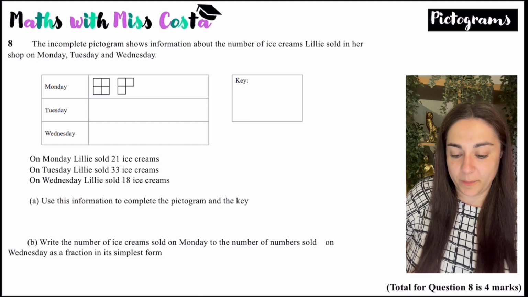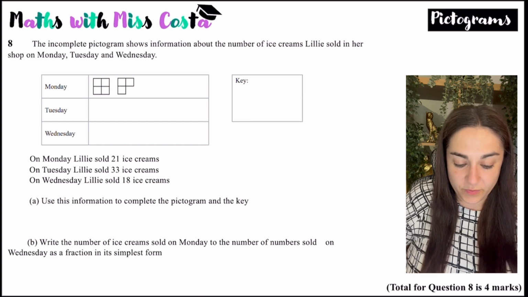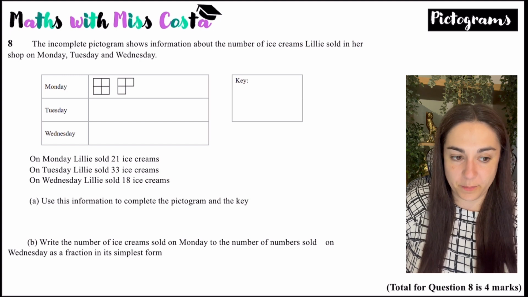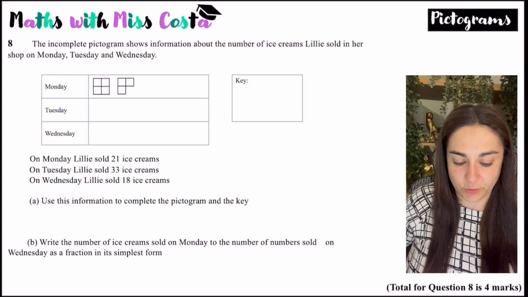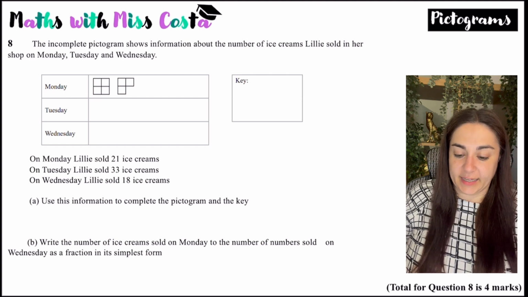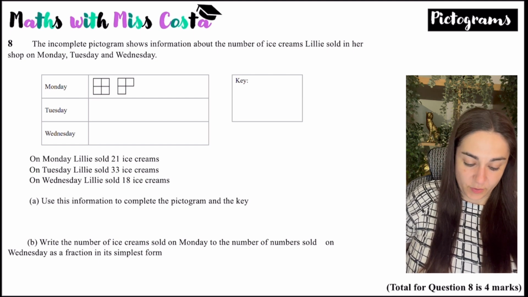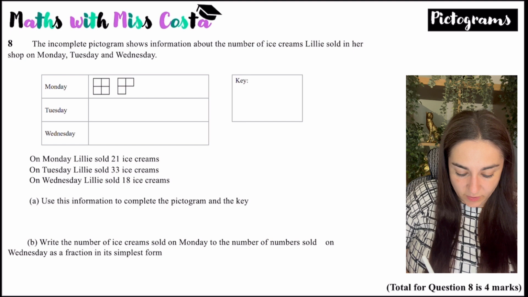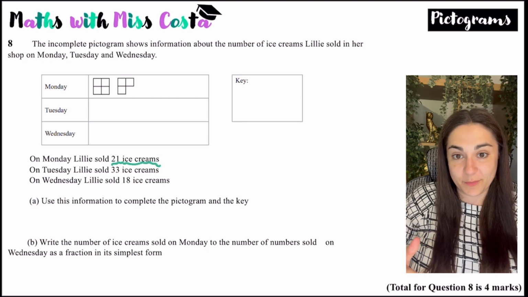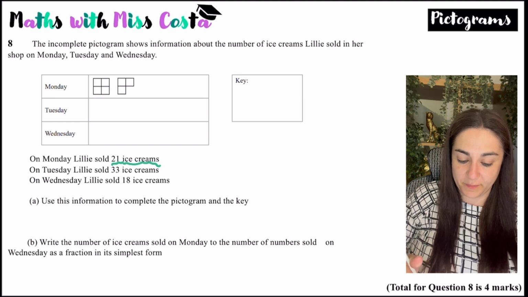Okay, next I've got a pictogram. So I'm told that the incomplete pictogram shows information about the number of ice creams Lily sold in her shop on Monday, Tuesday and Wednesday. So I'm given some information. I'm told that on Monday she sold 21 ice creams. And this is important because I can use that information to figure out what the pictogram means.